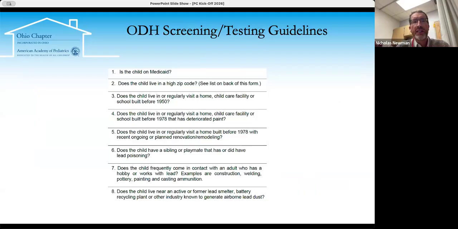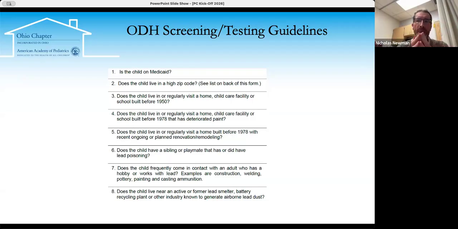So ODH has created a screening questionnaire. The point of this is to try to make sure that we don't miss anyone who could possibly be exposed to lead. If you look at the first 2 questions, those are the things that trigger the legal requirement to test for lead. So if the child is on Medicaid or lives in a high-risk zip code, and ODH has a list of the zip codes.